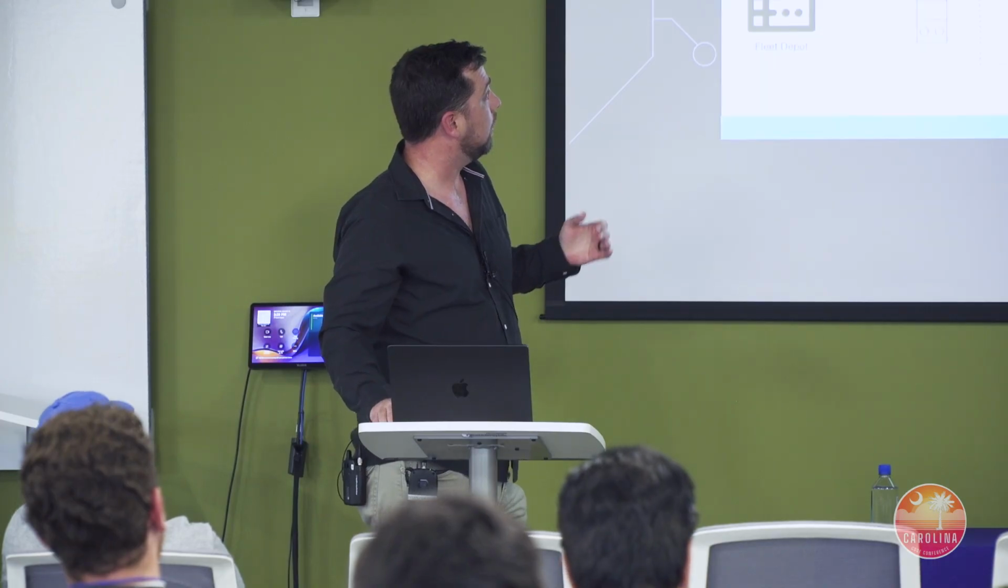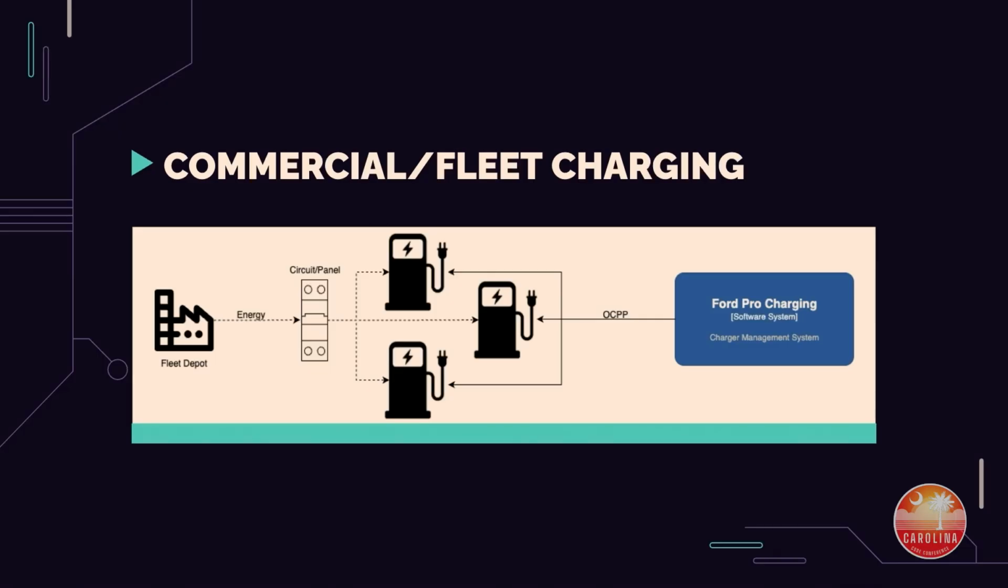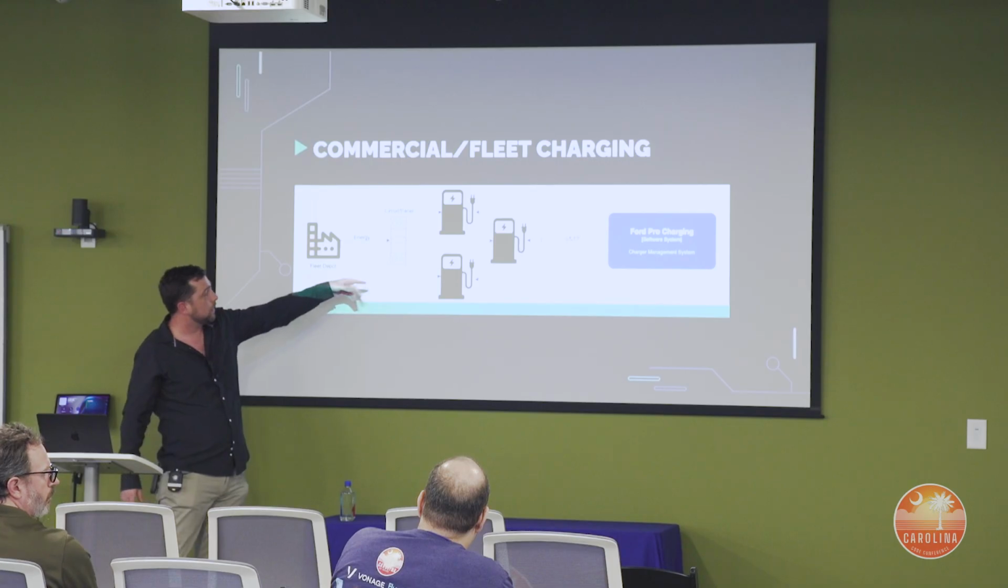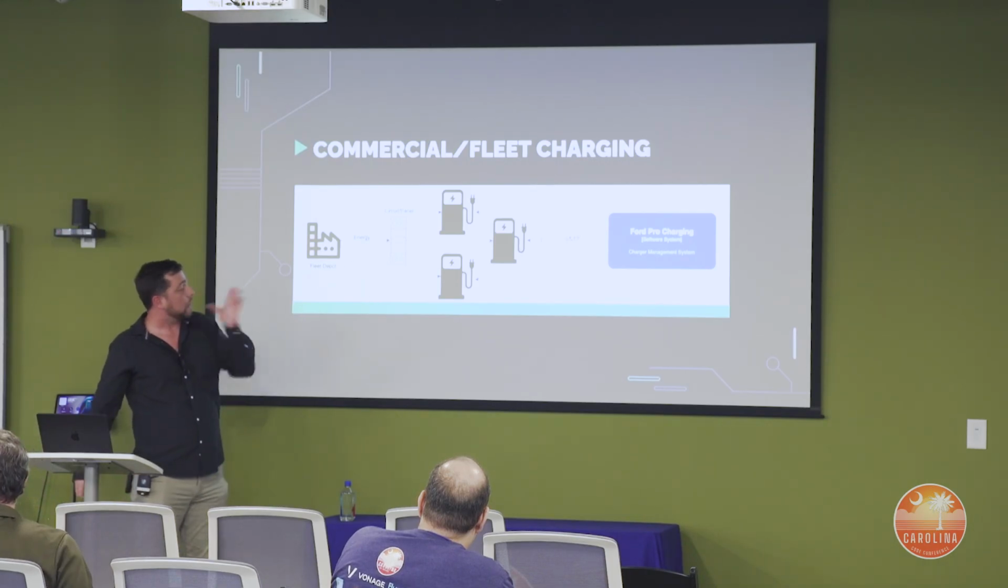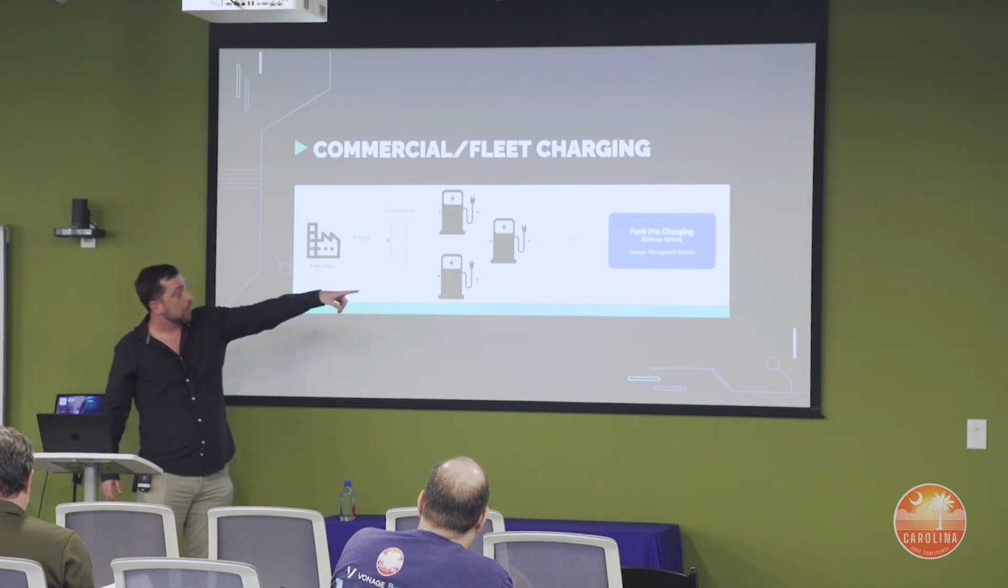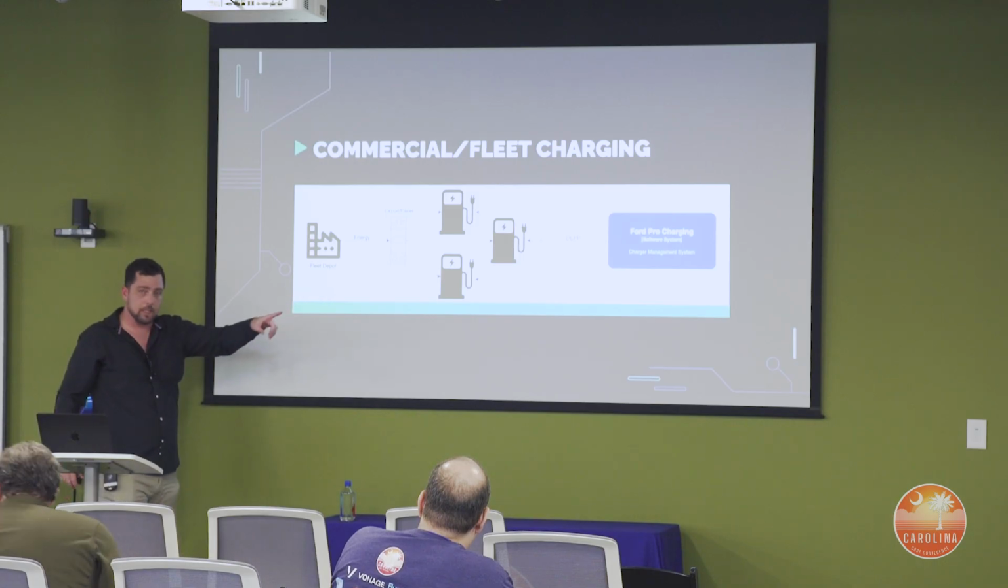Let's see what else we can get through. This is another interesting one, again, commercial stuff. So you've got a depot, which is like a parking lot for delivery vehicles, if you want to paint a picture in your head. There's a panel, and there's 3 chargers on that panel. On the other side of that, we have the 3 chargers being controlled by our central management system.